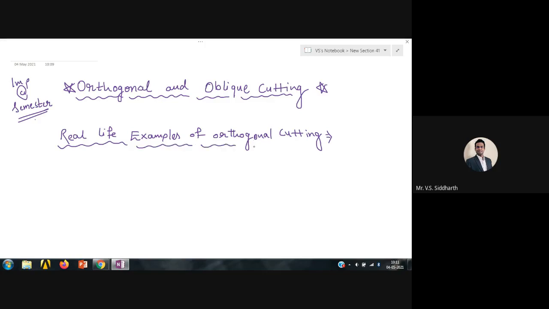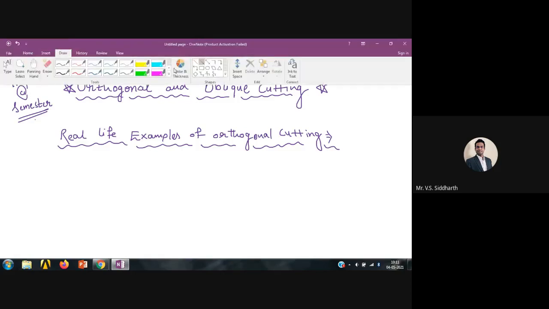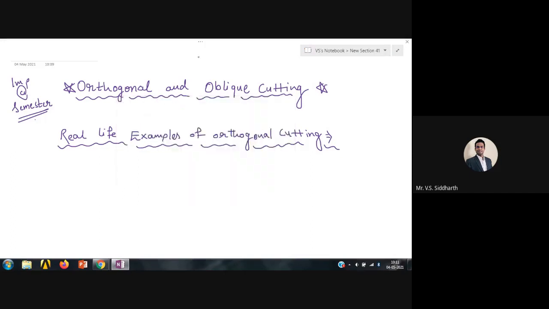So before we understand the difference between orthogonal cutting and oblique cutting, first we need to understand what orthogonal cutting and oblique cutting are. Okay. So basically, whenever the forces generated in a cutting operation are in three-dimensional space, or whenever we get a three-dimensional force system, it is known as oblique cutting.